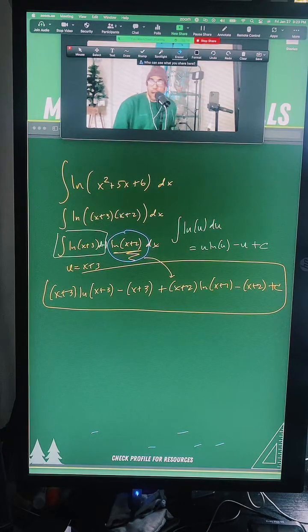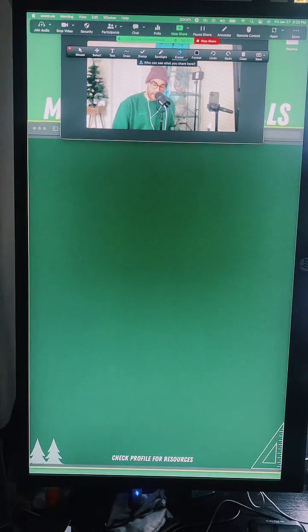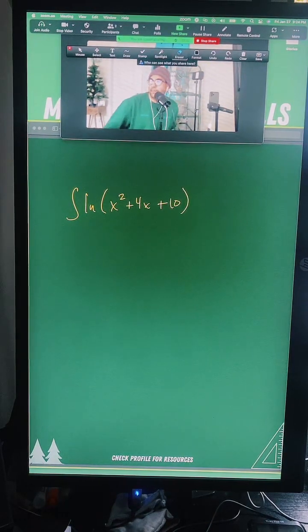Okay. Now I'm curious. Let's try to think about what happens when you can't factor it out. So what happens when you have an integral that looks like this, the natural log of x squared? Let's just say, for example, it is natural log of x squared plus 4x, and then we have plus 10, for example.